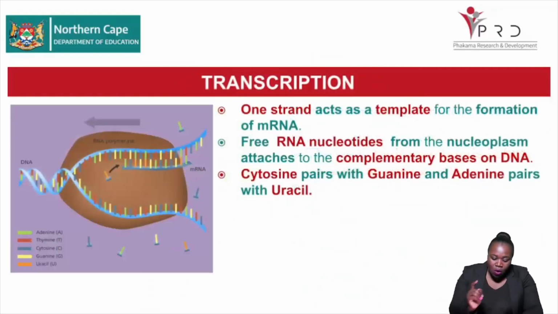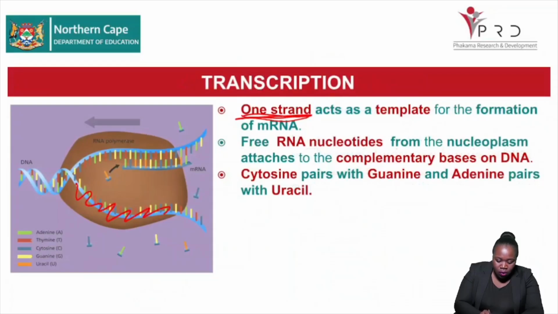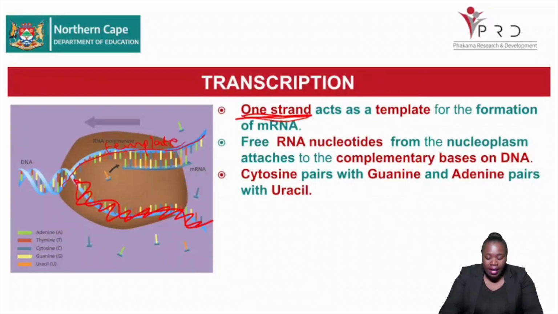As they separate, one of those two strands will act as a template. The other one is not useful, so this one is not being used. However, this one is our template. So one strand of DNA will act as a template for the formation of the mRNA. How does this mRNA become formed? It becomes formed using the free RNA nucleotides from the nucleoplasm, which will then attach to their complementary DNA bases.